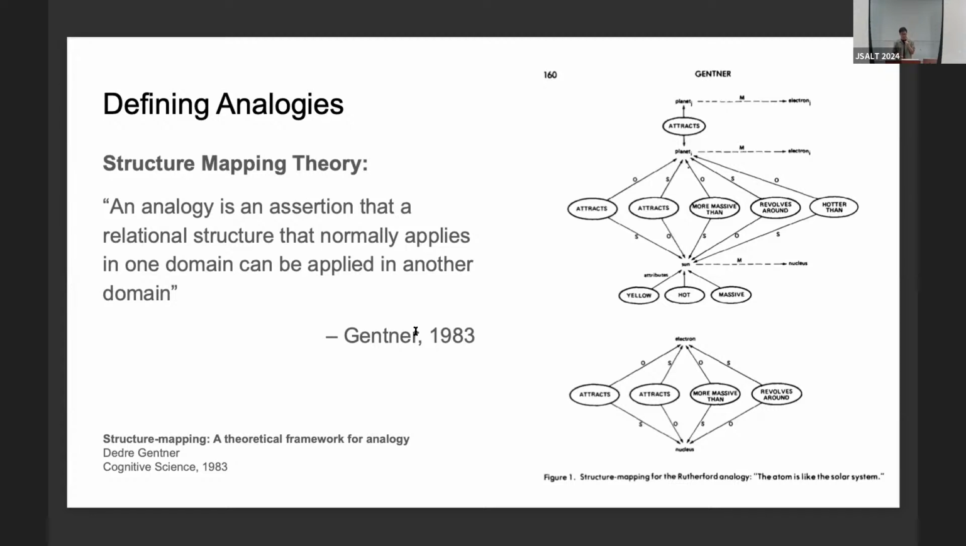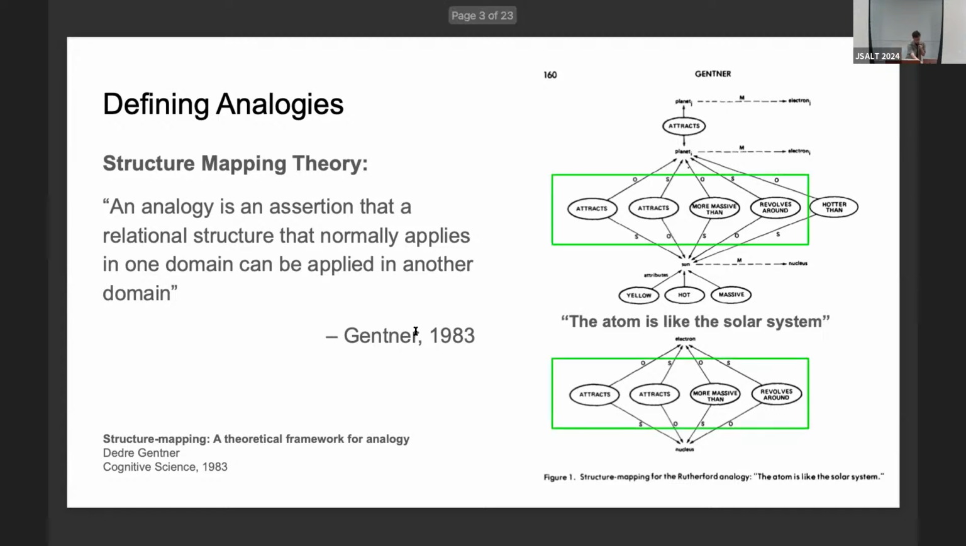So what does that actually mean? As an example, consider the analogy that the atom is like the solar system. In the original paper, they lay out all of the relational structures in both. An atom has a nucleus that attracts electrons, and a solar system has the sun, which attracts planets. The nucleus is larger than the electrons, the sun is larger than the planets, and so forth. Because of all these similar relational structures, you can say that this is by definition an analogy.